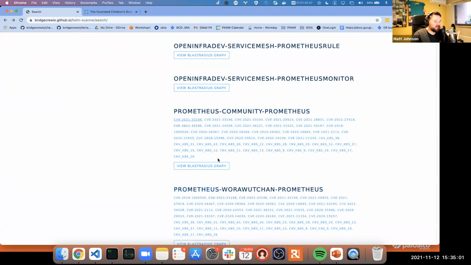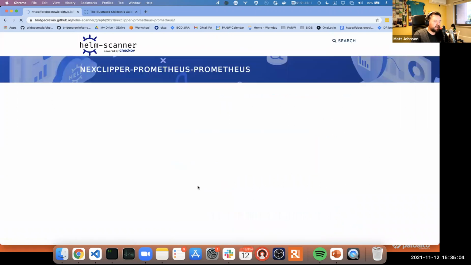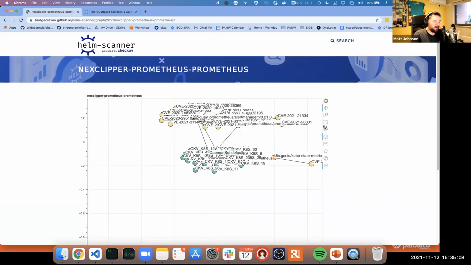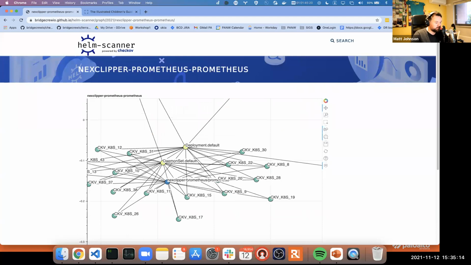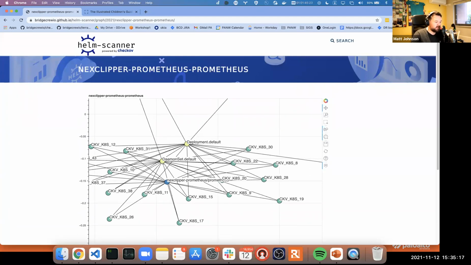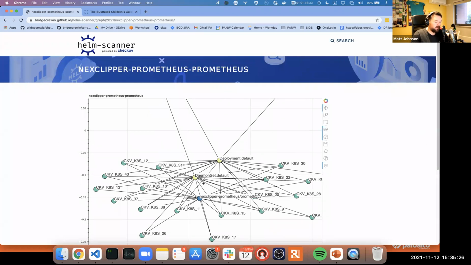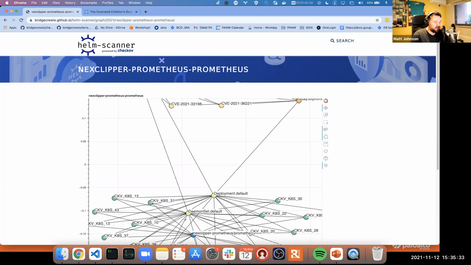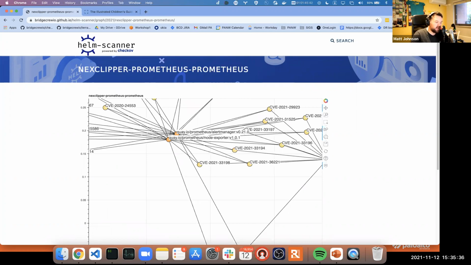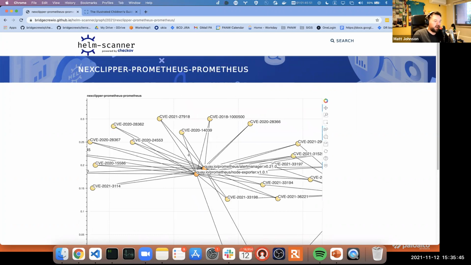But for each of these, what you will be able to do is view the blast radius graph for each of these Helm charts and zoom in and have a look at that. So what we can see here is the blue node is the root. We can see that within this deployment, we have a deployment object and a daemon set object. They themselves have some misconfigurations from the infrastructure side. And then that deployment and that daemon set have a couple of containers that are being pulled from the quay registry, so Prometheus Alertmanager 0.21.0, and that itself has a bunch of CVEs.